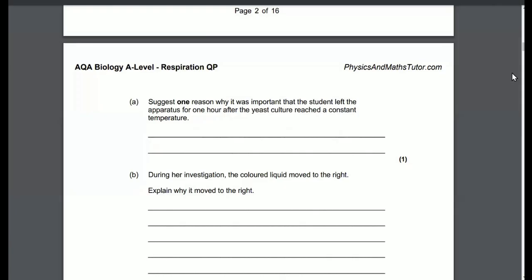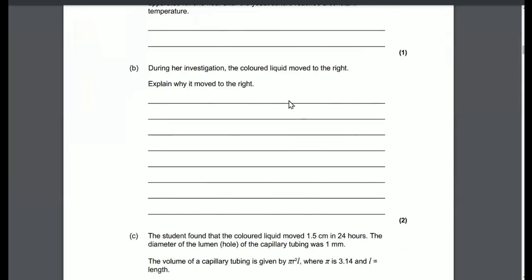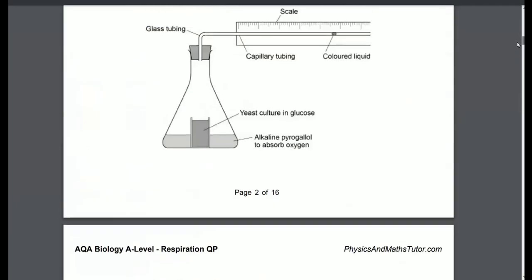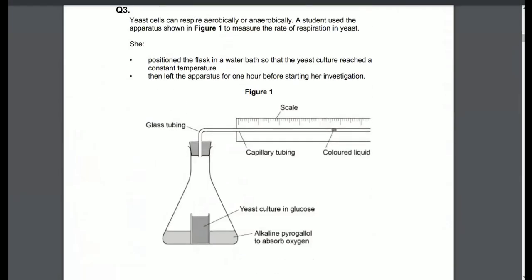During her investigation, the colored liquid moved to the right. Explain why it moved to the right. So the colored liquid will stay exactly in the middle there if the pressure does not change on either side of it. Sometimes in these questions, they have a second control flask over here, where instead of yeast, they will have the same mass or the same volume of a non-living material like glass beads or something like that. And they'll have that over here in a control. The colored liquid will move towards whichever flask has a decrease in pressure.